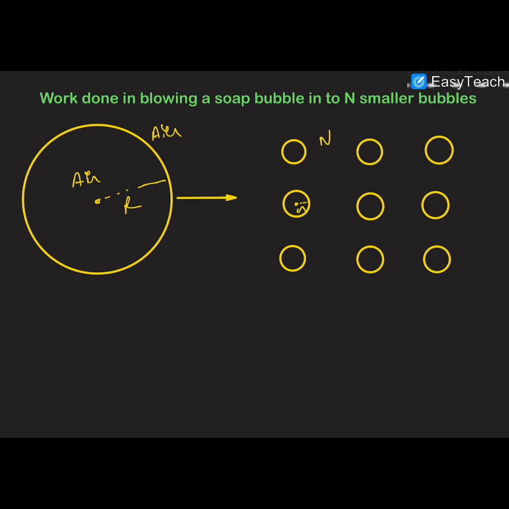So the volume of the bigger bubble is 4 by 3 pi R cube, and that would be equal to the total volume of all the smaller bubbles, which is n into 4 by 3 pi small r cube. So if we cancel 4 by 3 pi on both sides, then we can say that the value of small r will be equal to capital R upon n to the power 1 by 3.